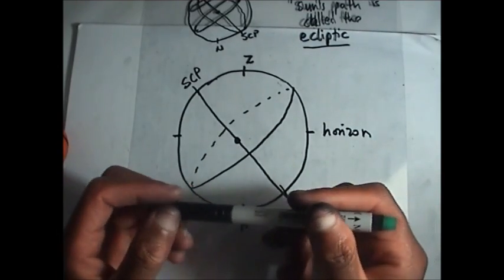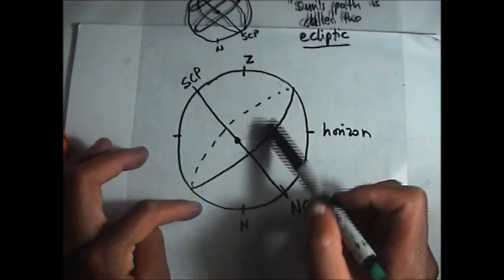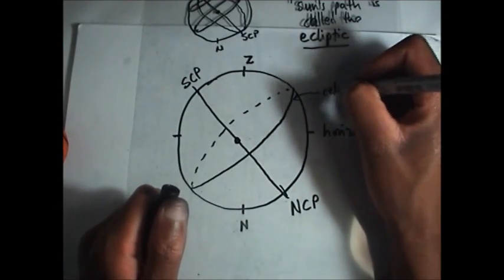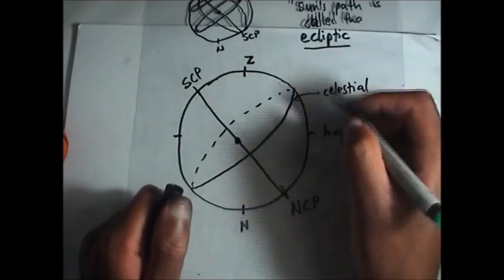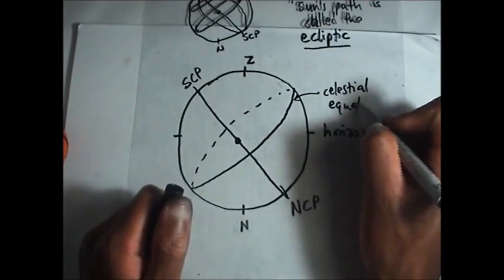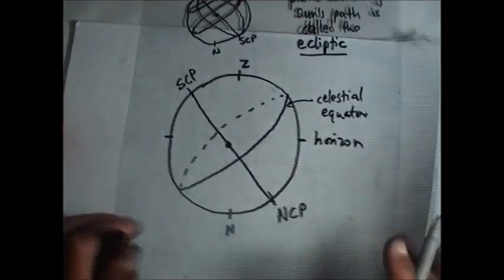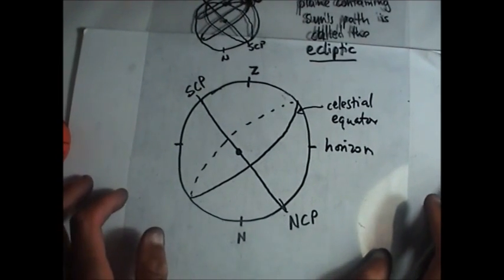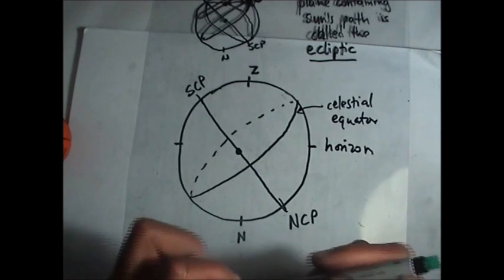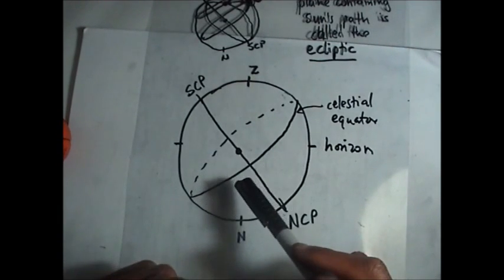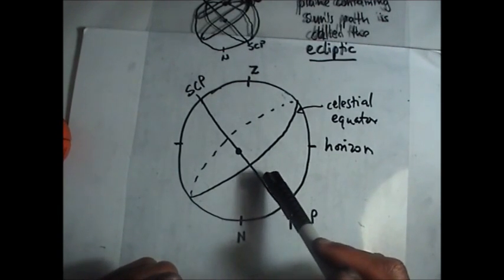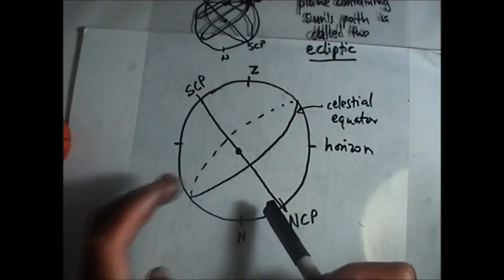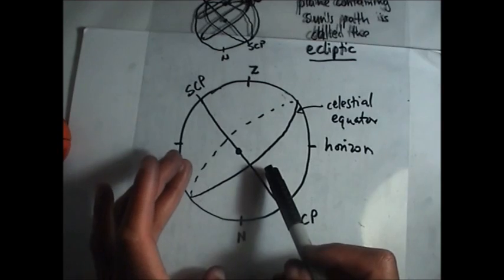The ecliptic cuts the equator in 2 points. This is the celestial equator. Let me label that so that you see. So since that is the celestial equator, the ecliptic, the path of the sun, cuts the equator in 2 points on opposite sides of the observer, known as the equinoxes. So this is what I'm going to do. I'm going to draw in the ecliptic.